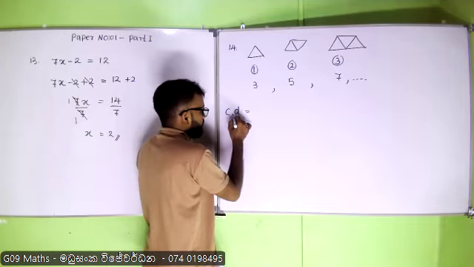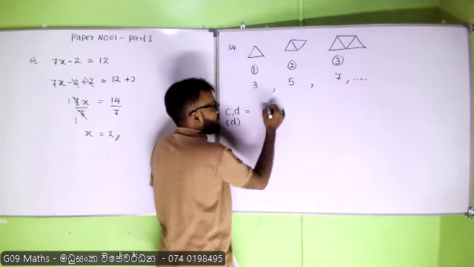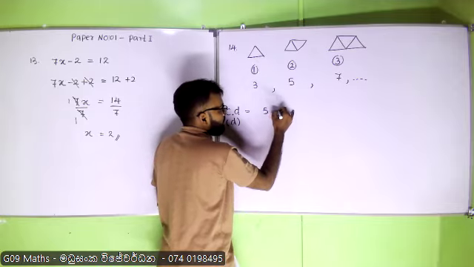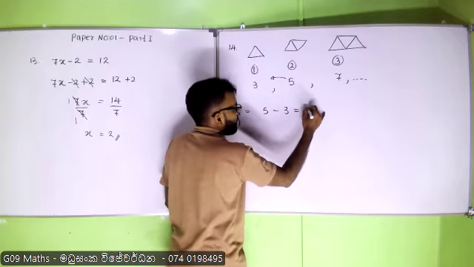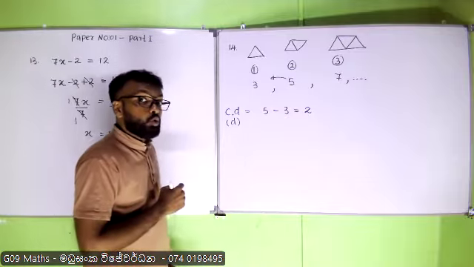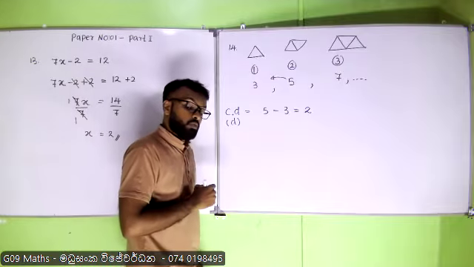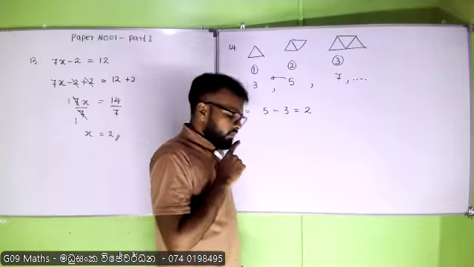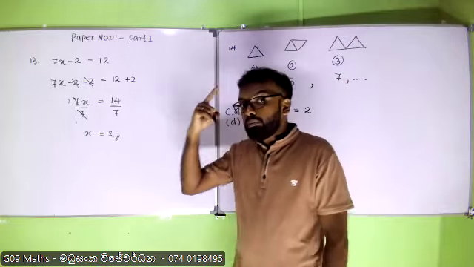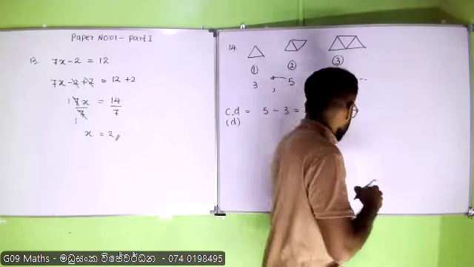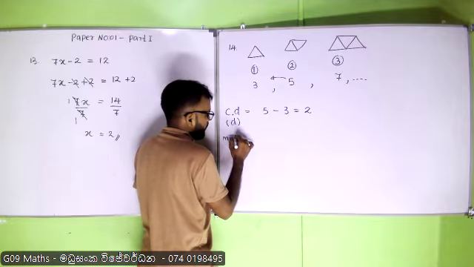So how to find the common difference? Except for the first term, you can choose any term. I will choose 5, then subtract the previous term, that is 3. The common difference is 2. Okay, we have the same answer. If the common difference is 2, I need to remember the multiples of 2. So I am going to write the multiples of 2 now.